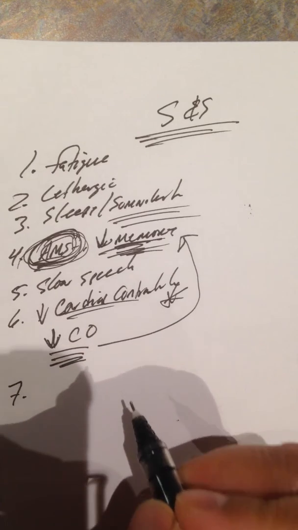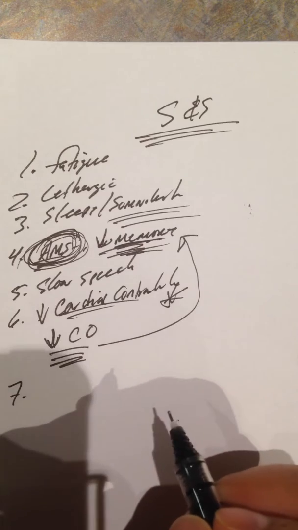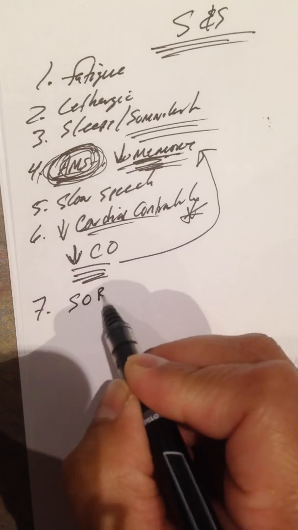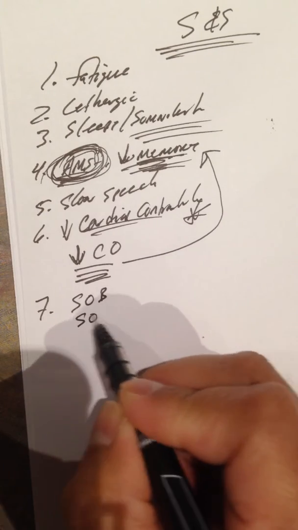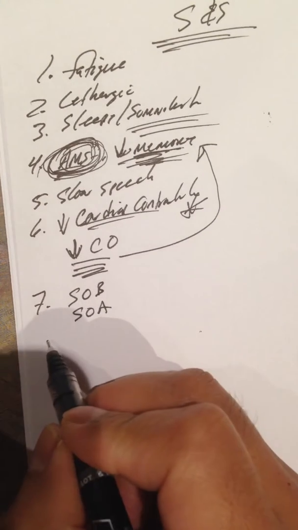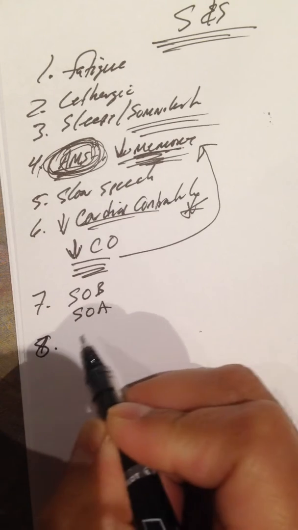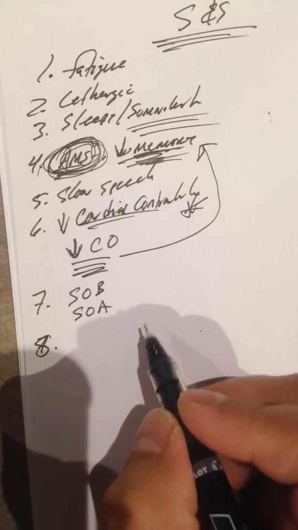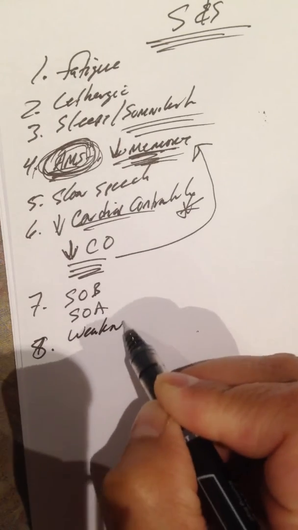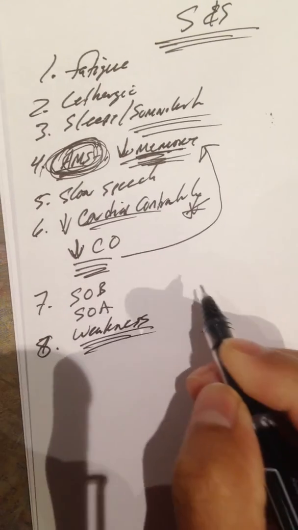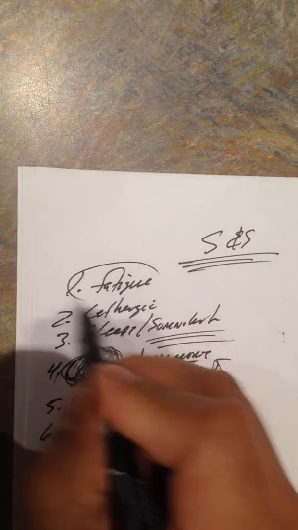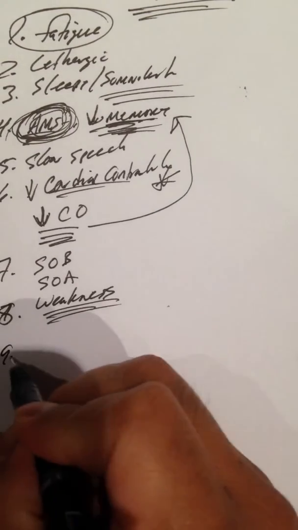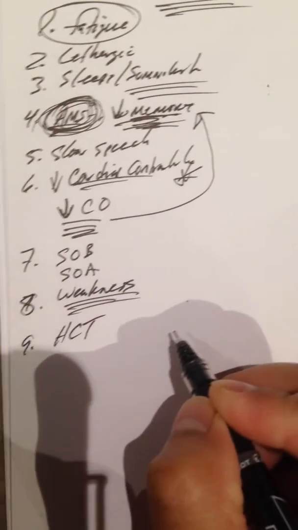Now again, if the lungs are not getting the blood supply that it needs, you will suffer from shortness of breath, shortness of air. If your muscles aren't getting the oxygen that it needs, you have some weakness. Again, fatigue. The lab values will actually show decreased hematocrit.